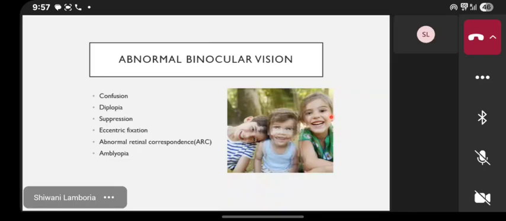So confusion and diplopia are mainly seen in the visually mature systems, because the visually immature system is in kids less than 9 years, and because they are still developing, they can develop various other adaptations. So confusion and diplopia can be suppressed in them, but the mature system cannot suppress. So confusion and diplopia occur in the mature system, and suppression, eccentric fixation, ARC and amblyopia in the immature system.